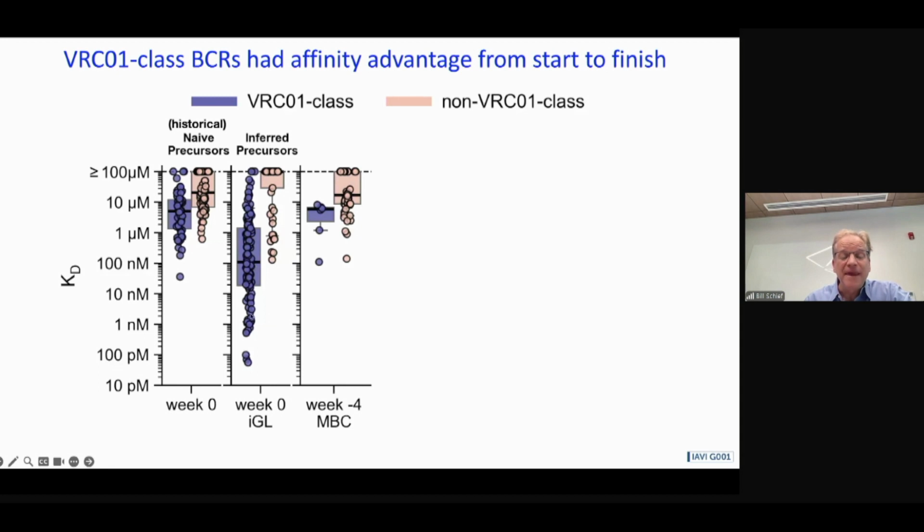You can see the VRC01 class inferred germline precursors have a median affinity of 100 nanomolar, whereas the competitor precursors had a median at the limit of our detection, 100 micromolar or more. So, to the best of our ability, the VRC01 class precursors that led to the observed post-vaccination responses in this trial started off with a massive 3 orders of magnitude affinity advantage against their competitors binding to the exact same epitope on the immunogen.